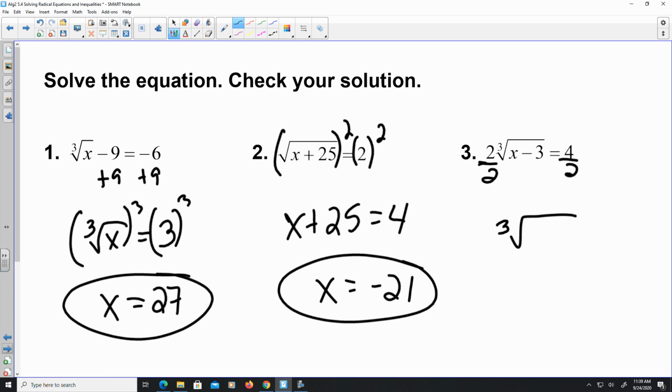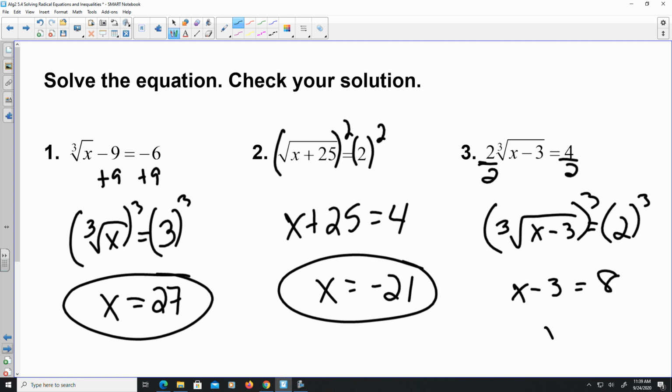Over here, I divide both sides by 2. So now I've got the cube root of x minus 3 is equal to 2. Now I just raise things to the third power to get rid of my radical. So it's x minus 3 is equal to 8. Add 3 to both sides, x equals 11. And again, you check your answers to make sure that they are, in fact, solutions.